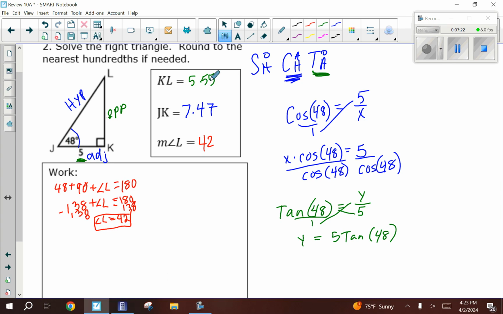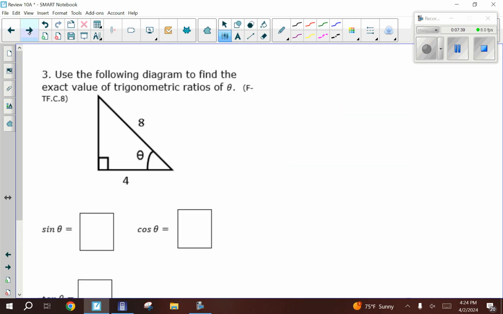Now, if you were to do a squared plus b squared equals c squared, you should get something close to 5.55. You could get something just a little bit off because of rounding error. As soon as you cut off numbers, it's not exact anymore, but it should be pretty close to 5.55. Okay, the next one says use the following diagram to find the exact value.